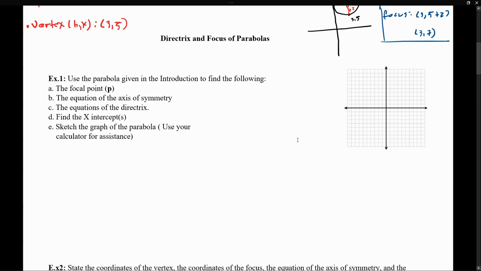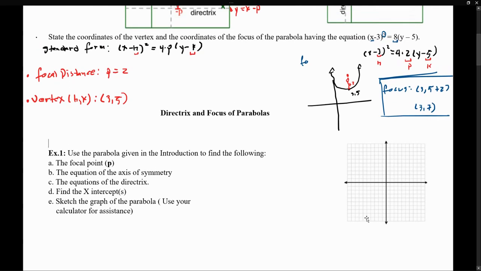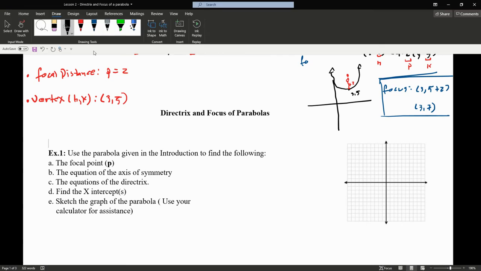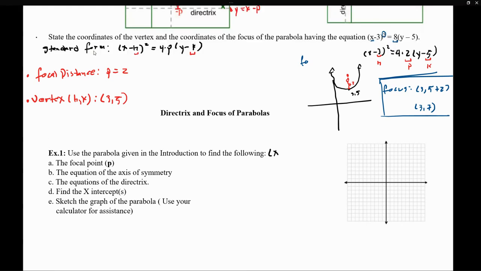Well, first, let's use the parabola given on the introduction to find the following. But what parabola are we discussing? Well, we're discussing this parabola: the parabola (x minus 3) squared equals 8(y minus 5). And let's find the following.